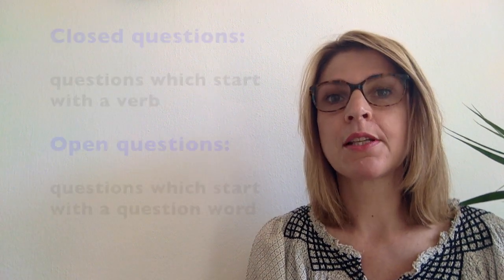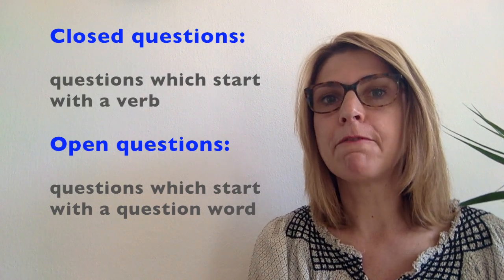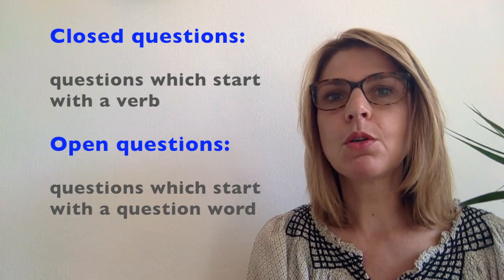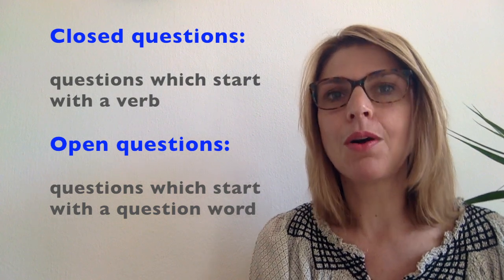Now you may have noticed that there are two kinds of questions. You have the closed questions. These are the questions which start with the verb. And you have open questions. And these are questions which start with a question word. Questions that start with a verb or a helping verb are closed questions because they require only a simple answer such as ja or nee. So the detail doesn't really matter.